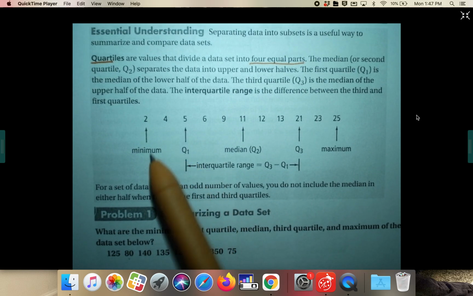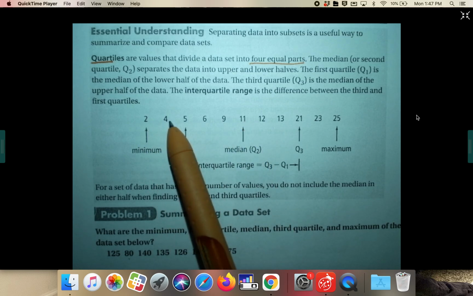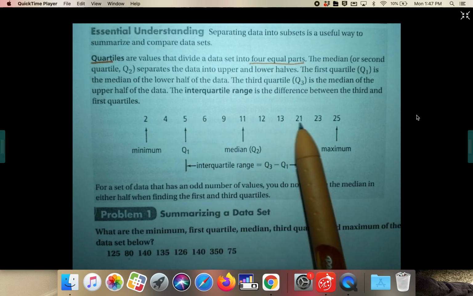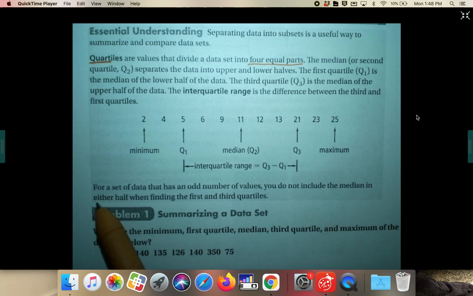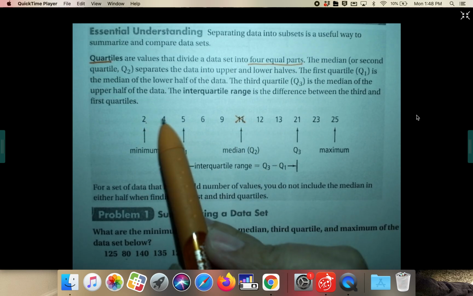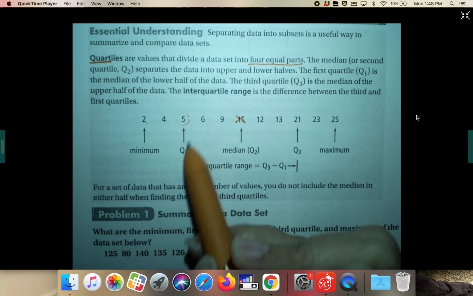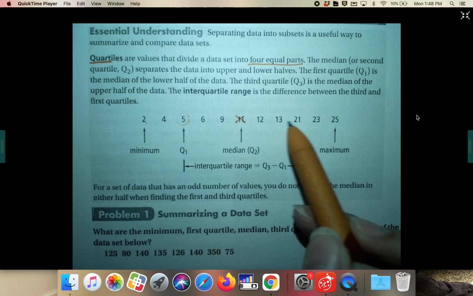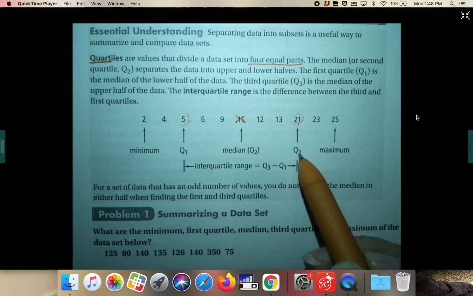Okay, so here's an example, actually. It says for data that has an odd number of values, so this is an odd number, like if you count them 1, 2, 3, 4, 5, 6, 7, 8, 9, 10, 11, you don't include the median in either of the halves when you're finding them. So if you're not including this, you would just look at 1, 2, 3, 4, 5 numbers, and you would know the middle number of those 5 is your first quartile. And 1, 2, 3, 4, 5, the middle number of those is your third quartile.